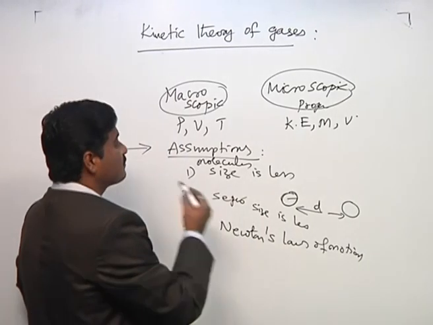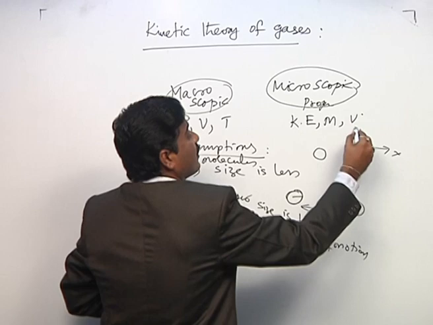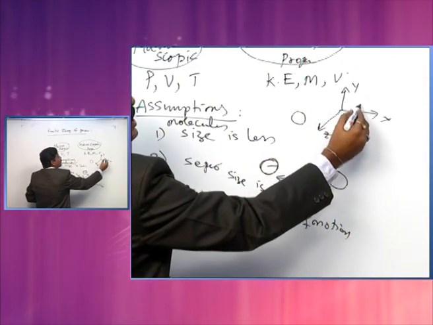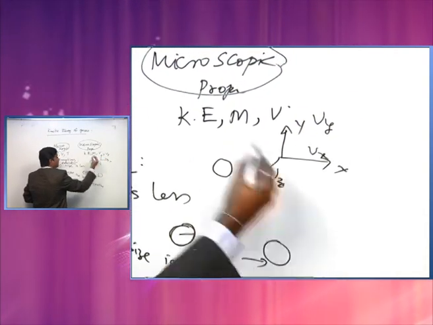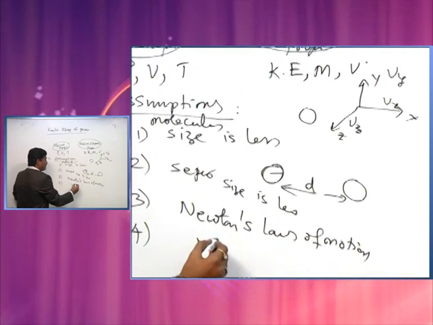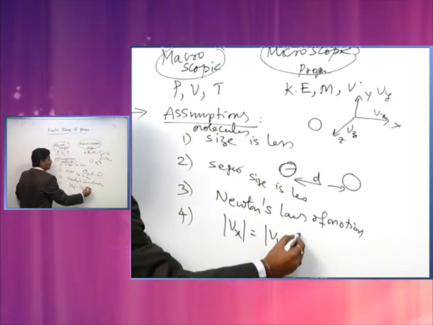Next, let this molecule move. We define some x-axis, y-axis and z-axis. The velocity along the x-axis is Vx, along the y-axis Vy, and along the z-axis Vz. The major assumption here is that the probability of traveling along the x-axis is equal to that along y and z, so Vx equals Vy equals Vz.